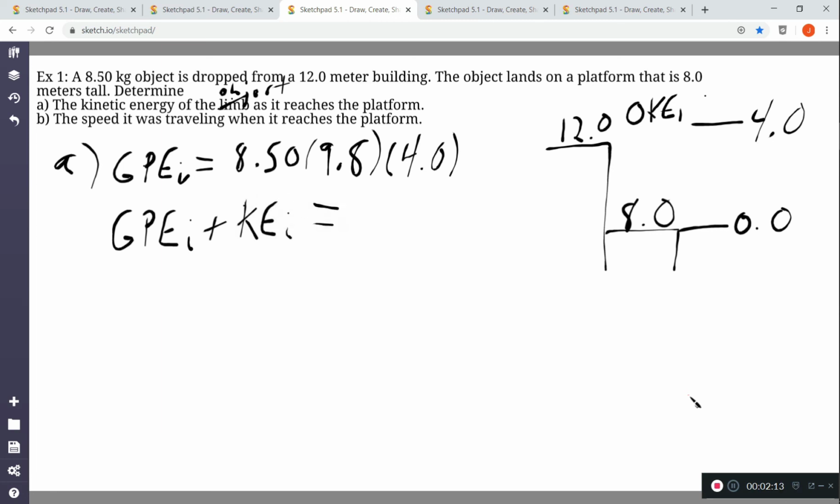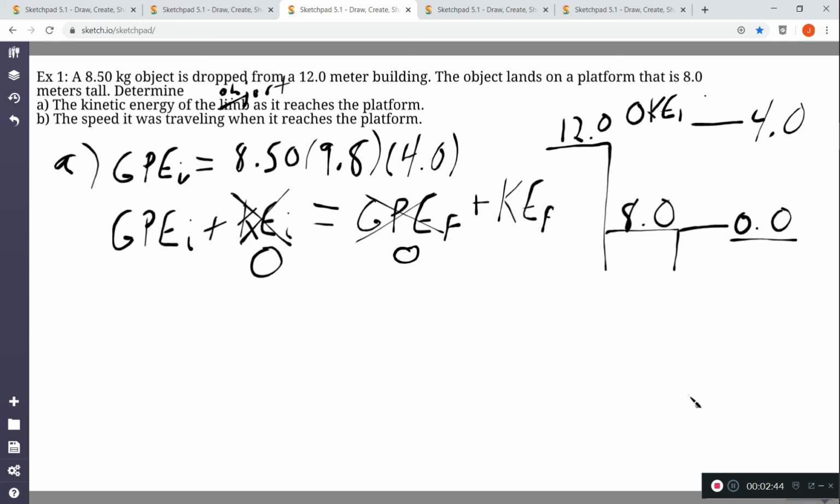And that's supposed to be equal to the gravitational potential energy we have at the final plus the kinetic energy we have at the final. Now, how we've chosen to set up this system works out very nicely for us. Our initial kinetic energy is going to be 0 because when we drop something, it has an initial velocity of 0, meaning kinetic energy of 0. At the end, because our height is 0 in this model, our gravitational potential is going to be 0. So this equation boils down to the GPE initial is going to be equal to the kinetic energy final.